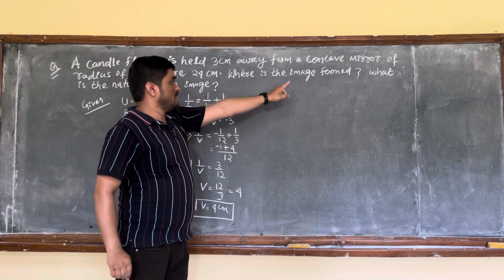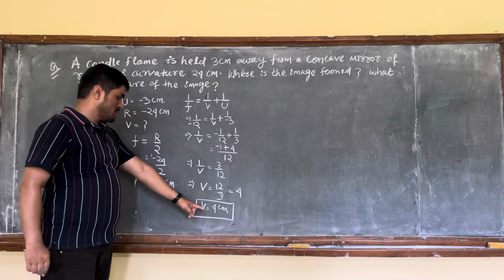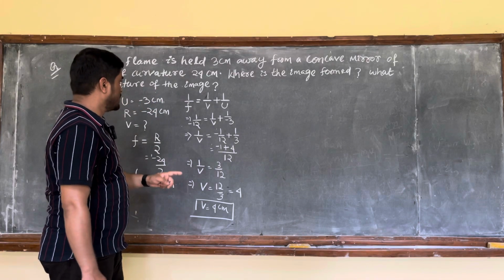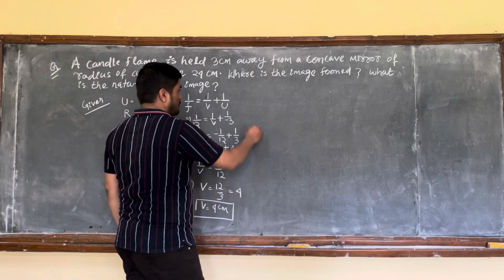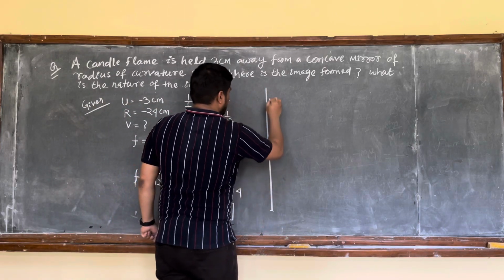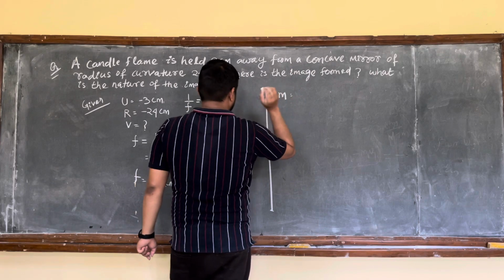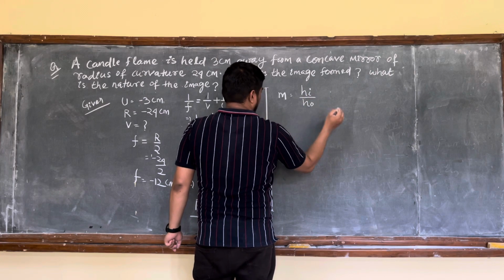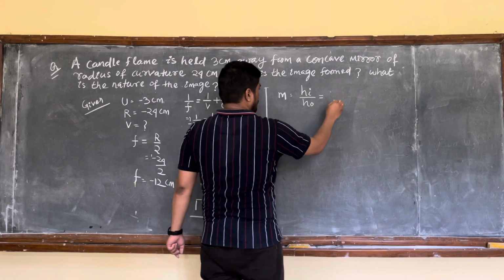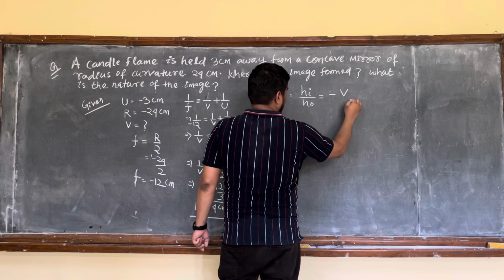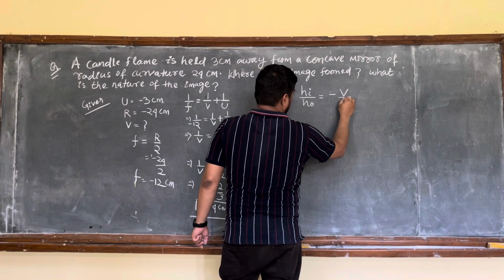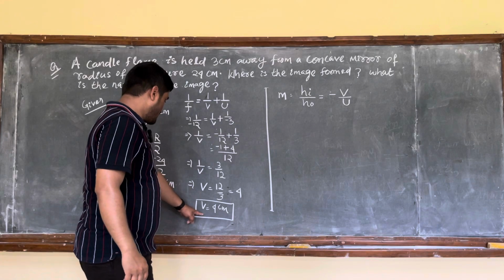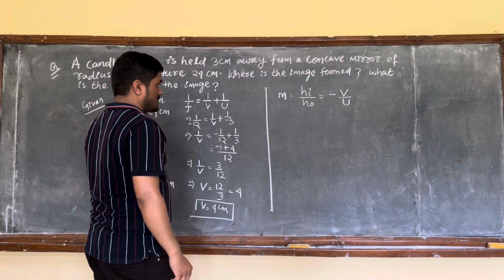So first answer, where is the image formed? The image is formed at 4 centimeter. And what is the nature of the image? To find out the nature of the image, you have to find the magnification. So the formula of magnification m is height of image to the height of object, and that equals minus of image distance to the object distance. So here the image distance is 4 centimeter and the object distance is minus 3 centimeter.